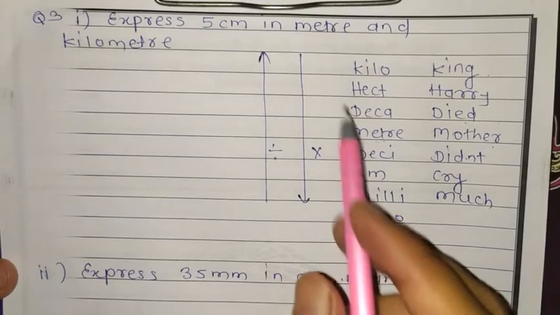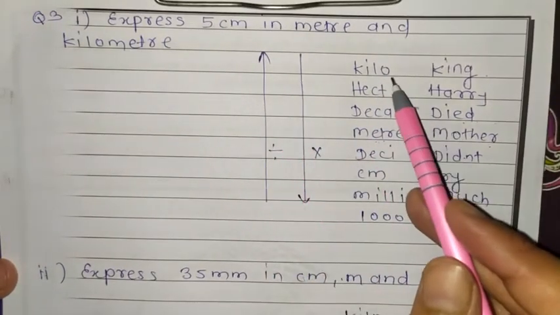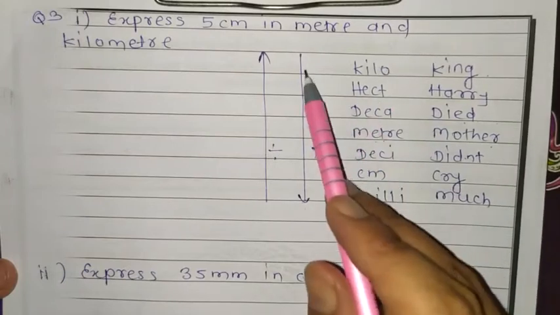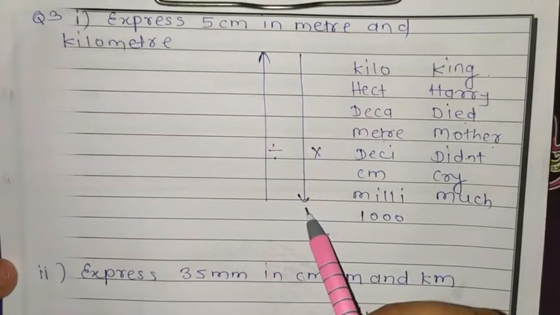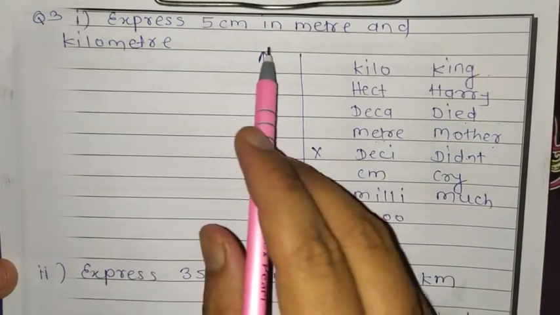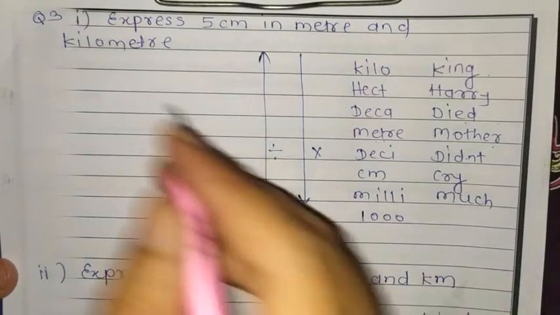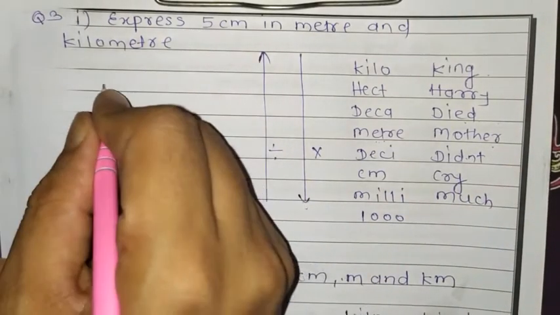And then you check whether we are going downside or upside. Here we are going from kilometer to meter, means we are going in downside direction. If you are going from millimeter to centimeter, means we are going into upside direction, means division is there. So this concept is important. Now we directly solve the exercise.